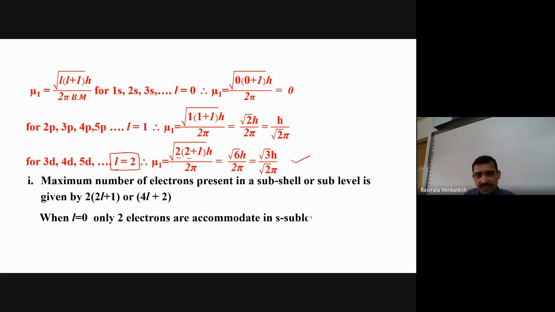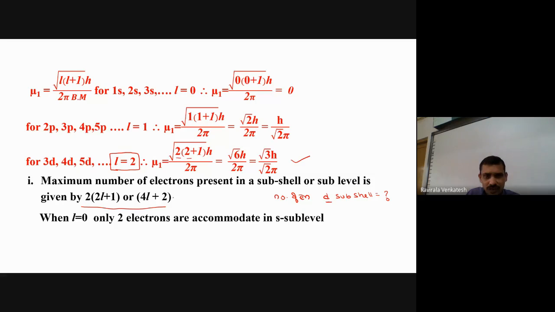The maximum number of electrons present in a subshell or sublevel is given by 2 into (2L plus 1), or 4L plus 2. So what is this saying? I want to calculate how many electrons are in the given subshell. This is the formula you can take. Somebody asks you how many electrons are there in the d subshell? What is the formula you have to take here? You can take either this formula or this formula. I am taking this formula, it is very simple.